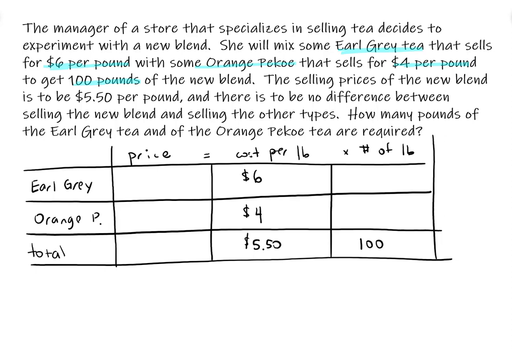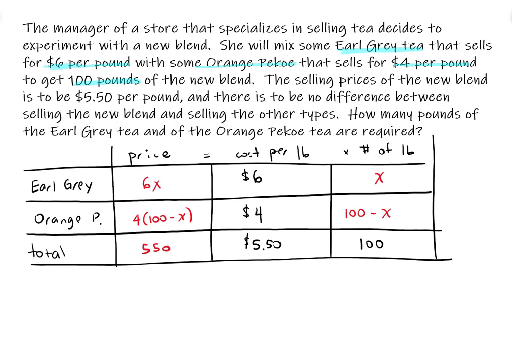Alright, so what do we need to fill in? The rest of it. So I'm going to say that I don't know how much Earl Grey I have, but I know the Orange Pekoe is going to be in relation to that. I'm going to use multiplication to fill in the price, and multiplication here to be 4 times 100 minus x. And I'm also going to use multiplication here to get $550. That's from saying $5.50 per 100 pounds.